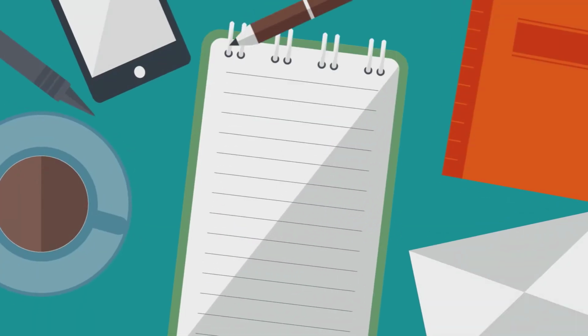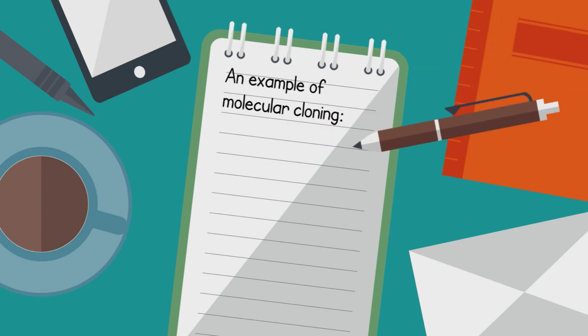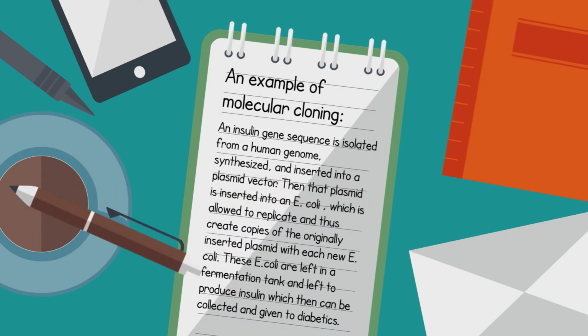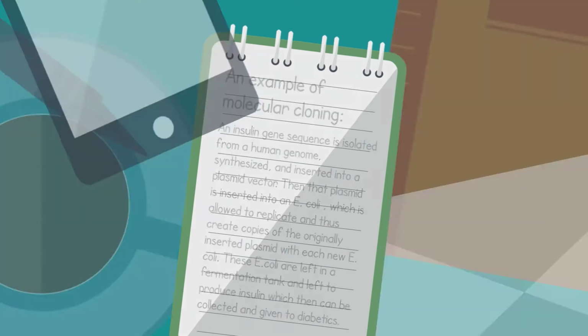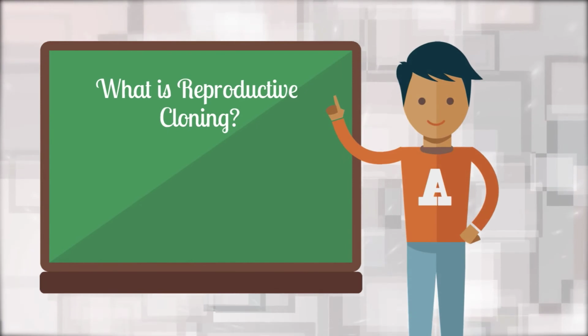An example of molecular cloning is when an insulin gene sequence is isolated from a human genome, synthesized, and inserted into a plasmid vector. Then that plasmid is inserted into an E. coli, which is allowed to replicate and thus create copies of the originally inserted plasmid with each new E. coli. These E. coli are left in a fermentation tank and left to produce insulin, which then can be collected and given to diabetics. So what is reproductive cloning?